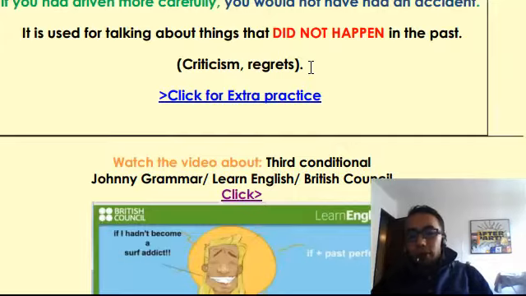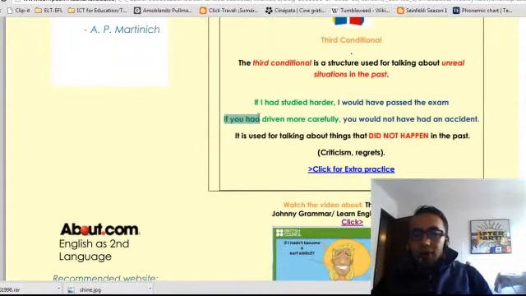Another example is: if you had driven more carefully, you wouldn't have had an accident. So in this case it is to talk about a regret. Regret in Spanish is arrepentimiento. It is when you wish that something hadn't happened in the past.